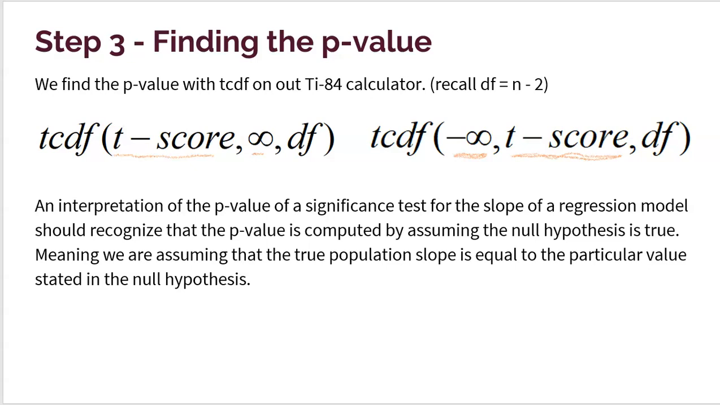Oh, sorry. One more thing you're going to need is the degrees of freedom. And the degrees of freedom is your sample size minus 2. Remember, 2 variables, so sample size minus 2.